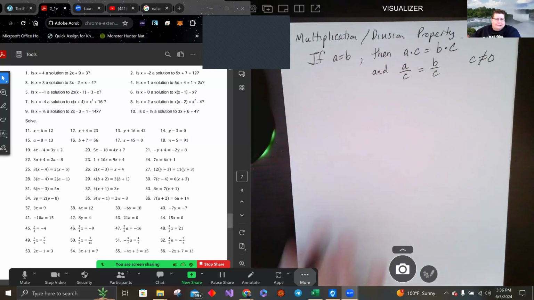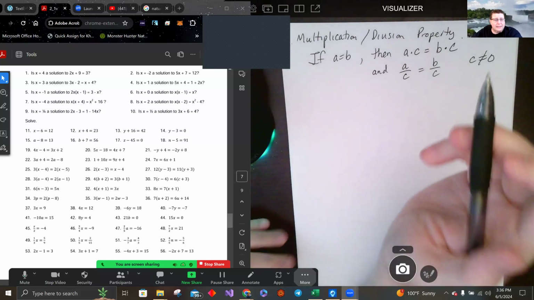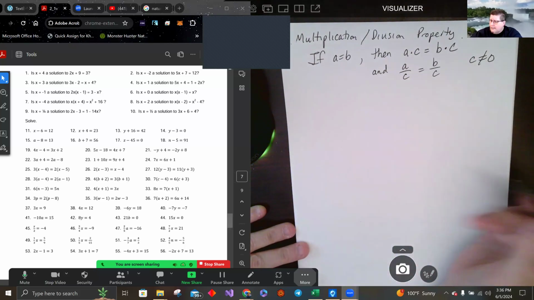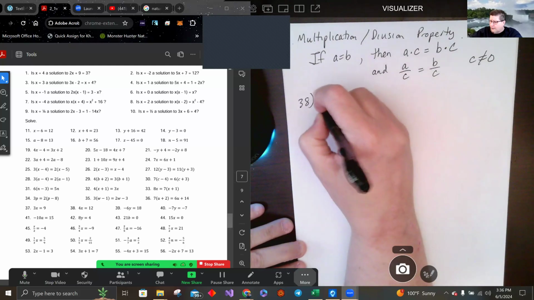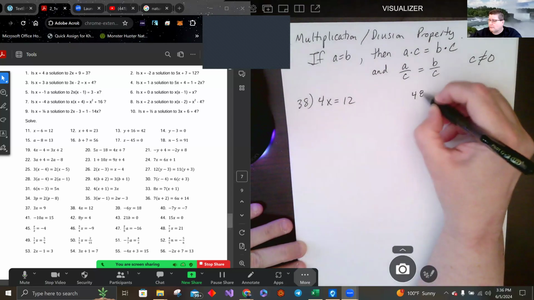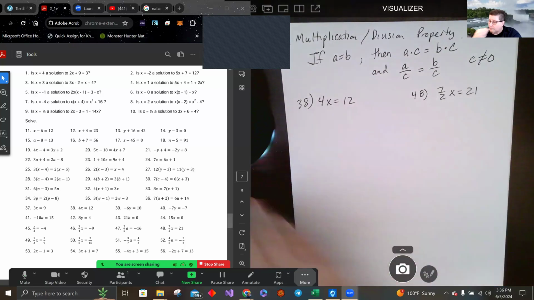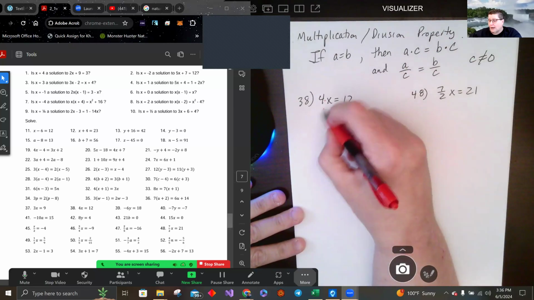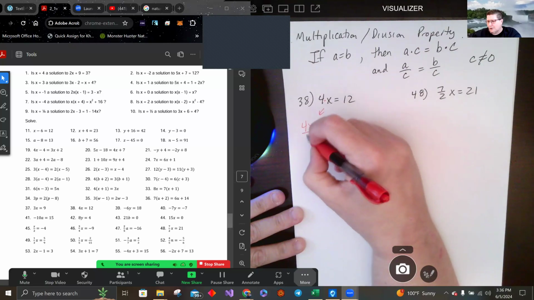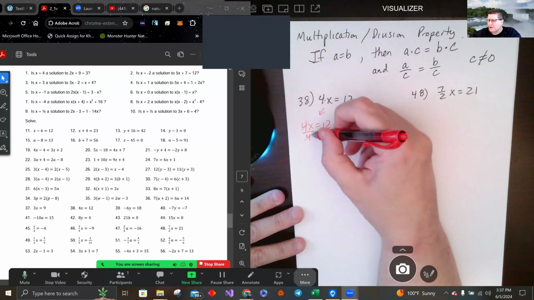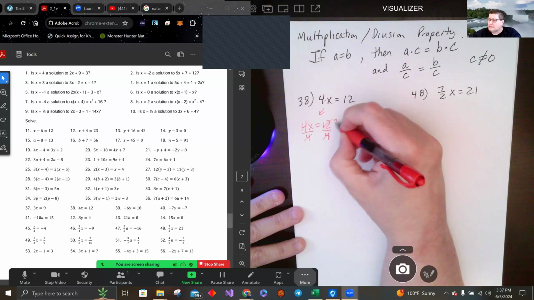Okay. Let's take a look at some examples that use this information. I'm going to jump down to 38, 4x equals 12, and I'm going to do 48, 7/2 x equals 21. So we have 2 options right now. Here, this is 4 times x. So option A, I can divide both sides by 4. Over here, the 4's cancel. 12 divided by 4 is 3. And I get x equals 3.